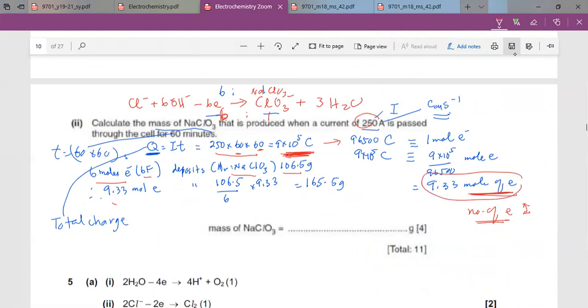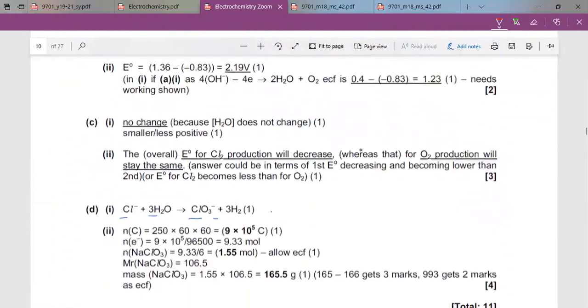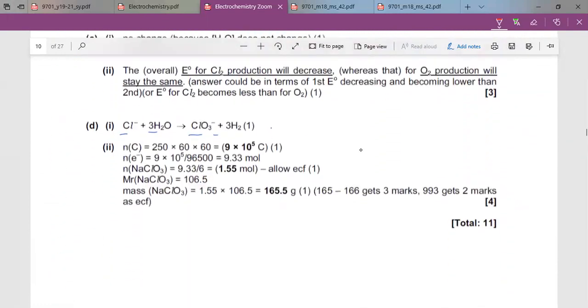So from here you can see that 6 moles of electrons will give this amount of sodium chlorate(V). So 9.33 moles of electrons will give how much? Simple, 165.5. Now how many marks is this? There are 3 marks here. They found the charge Q equals I T, which is 250 times 60 times 60. This is 1 mark.